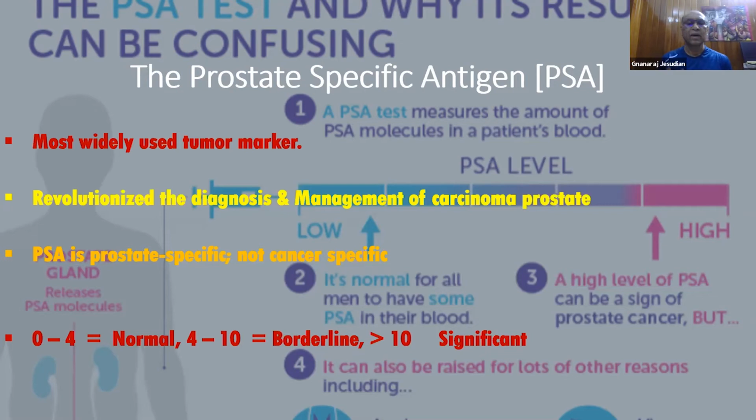The value 0 to 4 is taken as normal. There are some tests which will tell whether it's positive or negative. If it is less than 4, it will say negative. And this is least expensive and many of the rural hospitals use it. 4 to 10 is borderline. And if it is greater than 10, it is significant and needs further evaluation to see if there is any cancer.